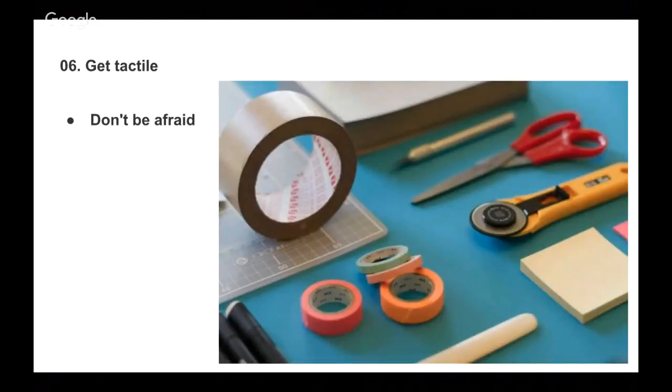Tip number 6, get tactile. When making a physical mood board, don't be afraid to get, well, physical. Traditionally, mood boards are made from foam board, although cutting this stuff up with a scalpel and spray mounting cut up images on it can be a pain, especially if you're not dexterous with a blade.